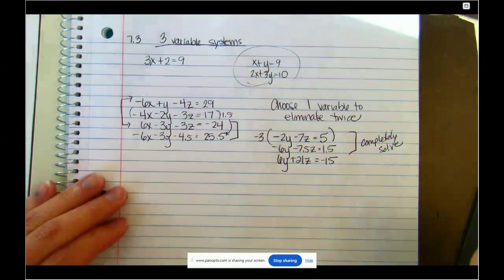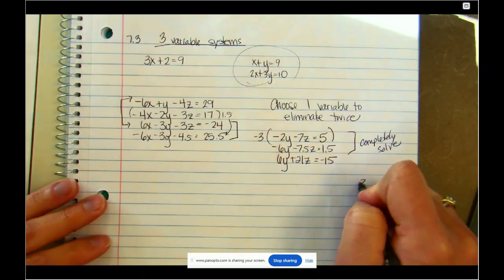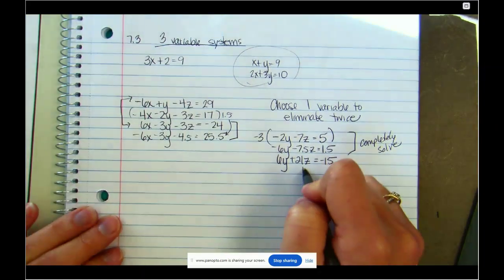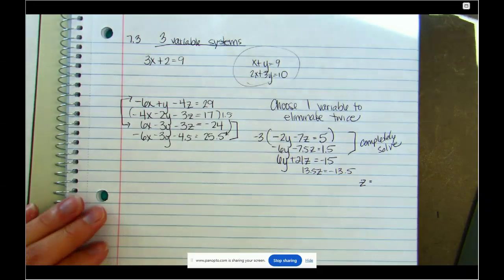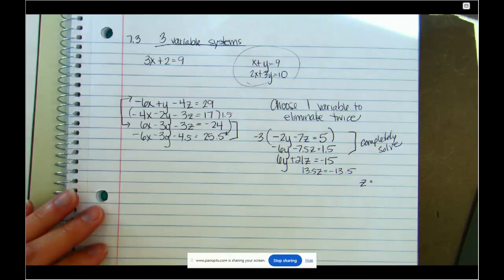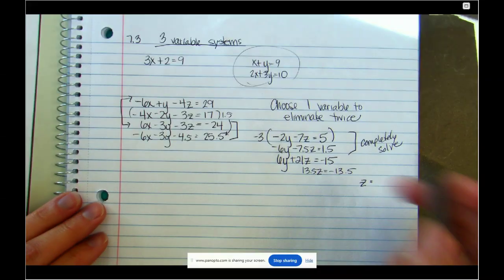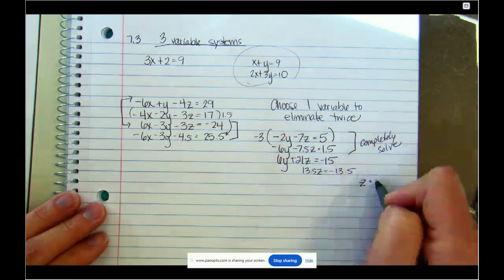Okay, what do you get for z? Z should be the first one you end up with here. So 13.5z equals negative 13.5. What's z? Negative 1 maybe? Yeah, because negative, and so negative 1.